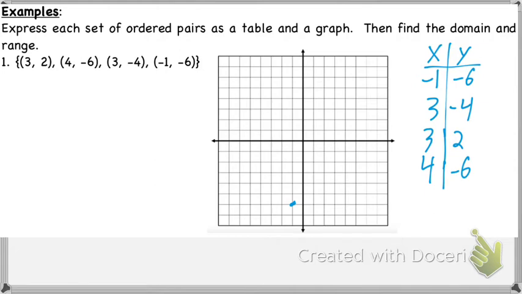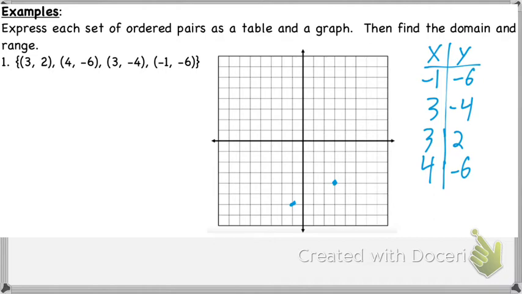That's what I was intending, but I did realize after I said the first one that it could be confused to be 3, 2, since that's the first in the ordered pairs. But either way, -1, -6 will go down here. Help me with 3, -4. Tobin, can you help me with that one? So you go right 3 and then down 4. Very good.